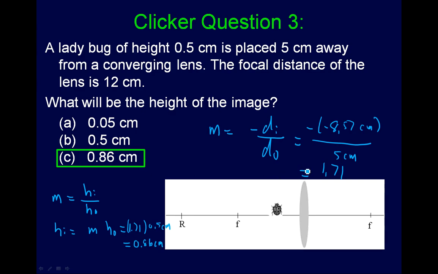Also, we know because it's a positive magnification, this is going to be an upright image. So it's upright and it's enlarged, it's bigger, and it's virtual because it's in front of the lens and the light rays don't really meet there.